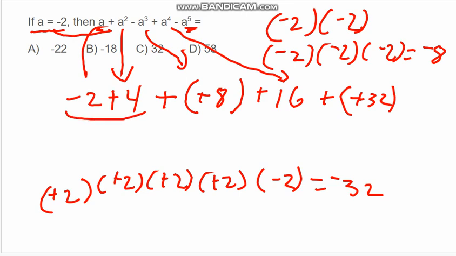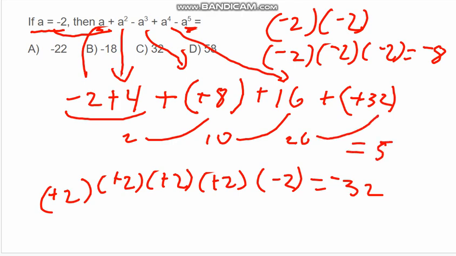-2 plus 4 is 2. 2 plus 8 is 10. 10 plus 16 is 26. I've got to go left to right for my order of operations. 26 plus 32 is 58. And that's exactly what we have for D.